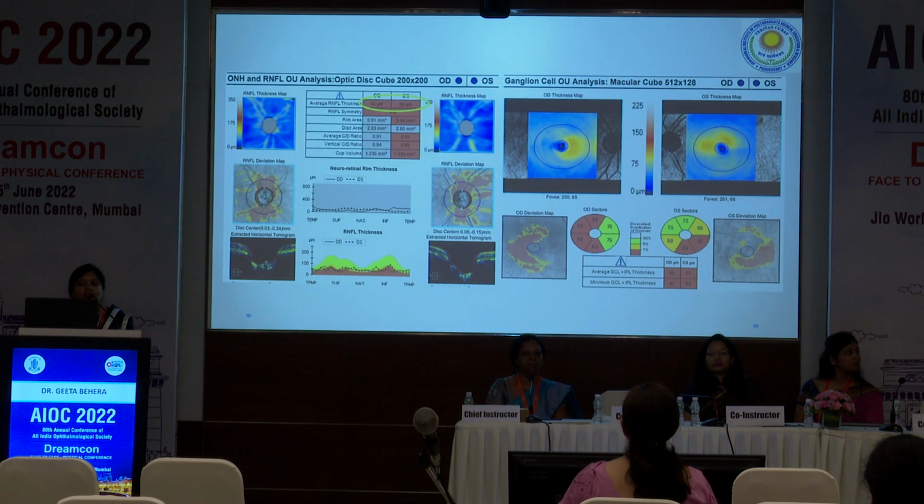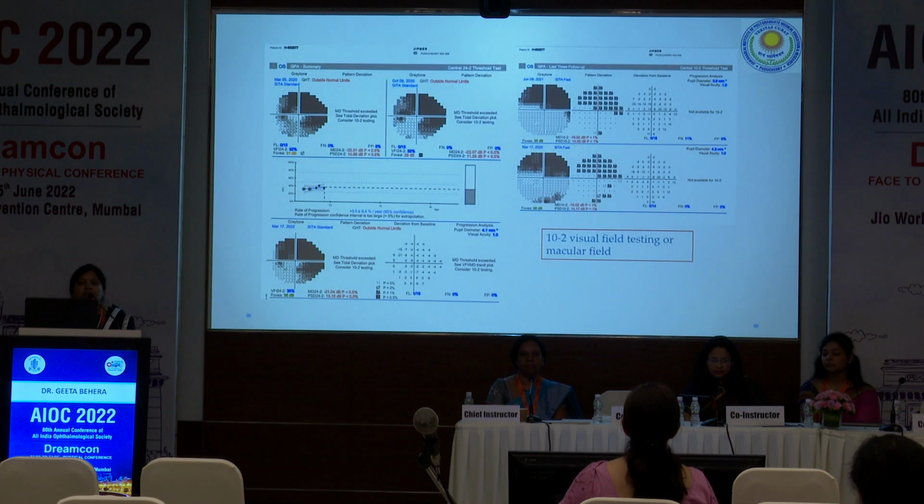This is just a case I wanted to illustrate. As you can see here, the average RNFL thickness is 52 and 55 microns, which is almost completely floored, whereas if you look at the GCIPLT, you still have 65 and 67 microns. So you can follow up this patient. You can look for progression using the GCIPLT. All right. The other option is to do 10-2 visual field testing or to do a macular field.